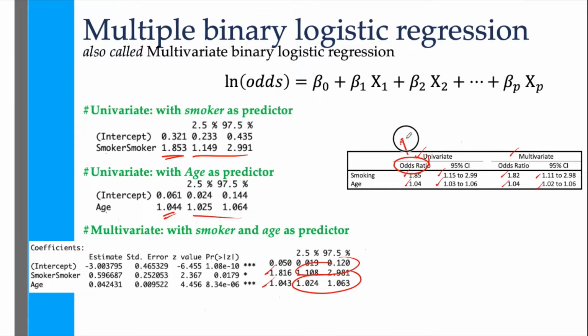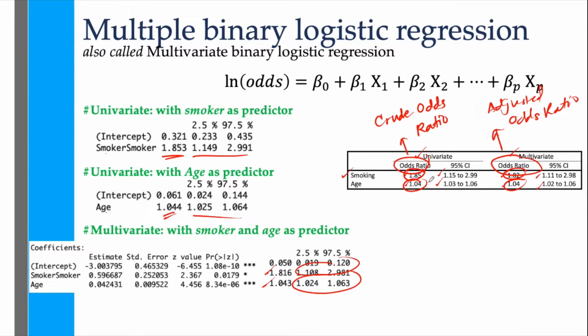Now some call this odds ratio the crude odds ratio, which is the odds ratio using the univariate. So in other words, if you have a categorical predictor, the crude odds ratio is the one which is A over B, over C, over D. And then this one, some call this the adjusted odds ratio. So again, the odds ratio produced by the multivariate must not be very far from the one that is produced by the univariate binary logistic regression.